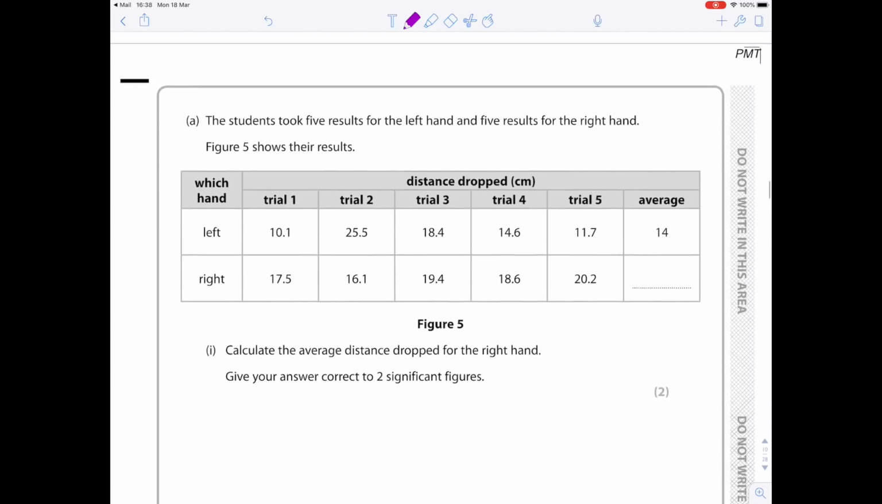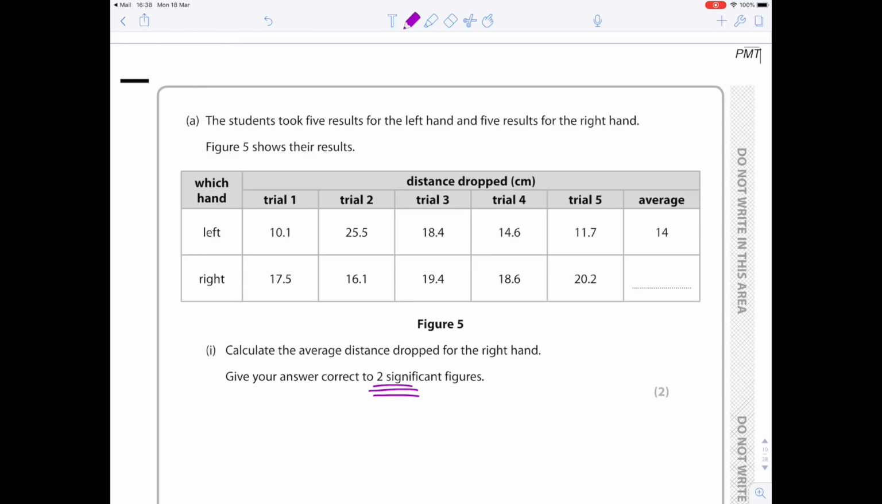They quite like this. Anyway, A, the students took 5 results for their left hand and 5 results for the right hand, and figure 5 shows their results. So we've been given the average for the left hand, and for the right we need to do that now. Calculate the average distance dropped for the right hand. Give your answer to correct 2 sig fig. Please guys, don't lose a single mark for not rounding properly or not even bothering to. That would be a terrible way to lose marks.